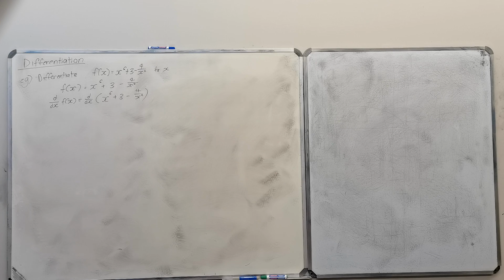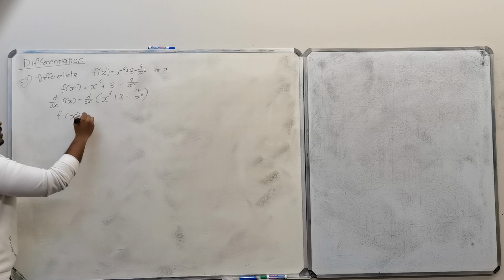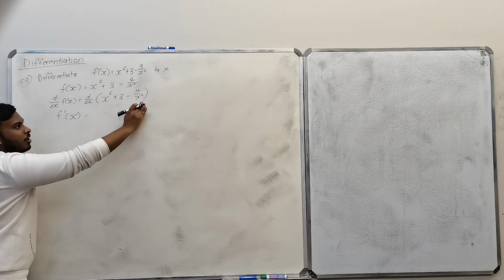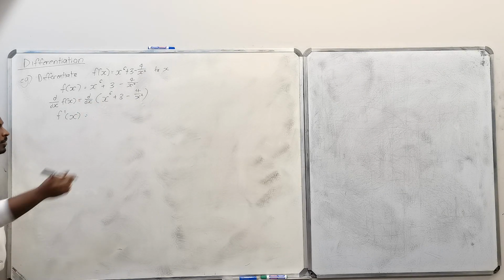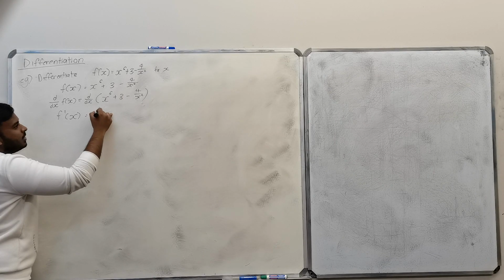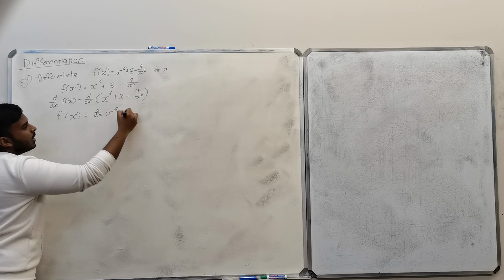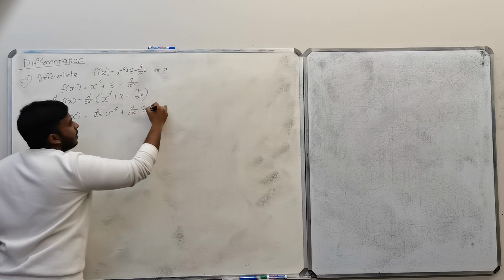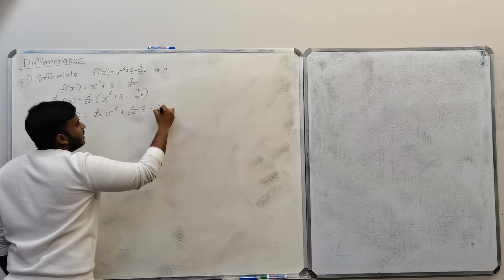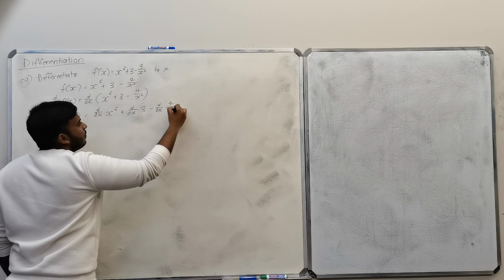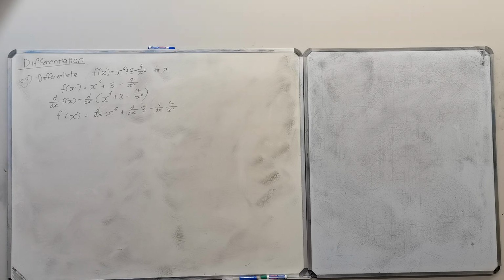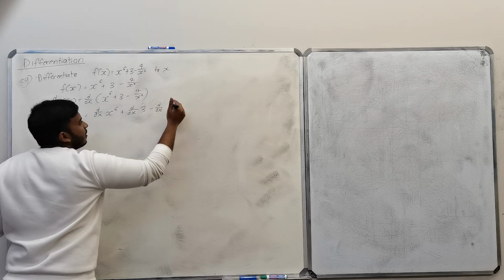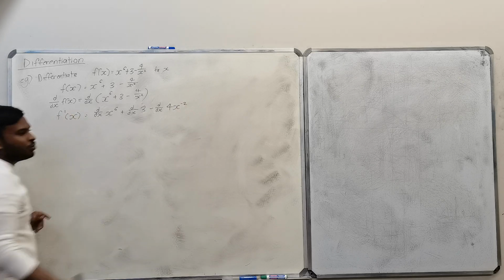So, d over dx of f of x can be written as f prime x. Now, I've got the d over dx of a lot of terms. I'm going to take the derivative of each term. So, it will be d over dx x to the power 6 plus d over dx 3 minus d over dx 4x squared. Let me write this as 4x to the power minus 2.